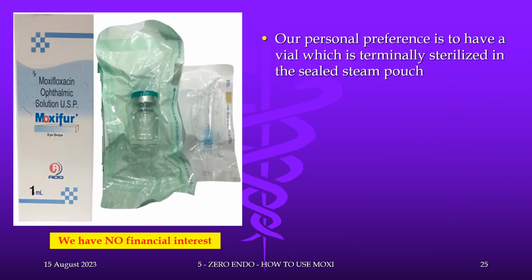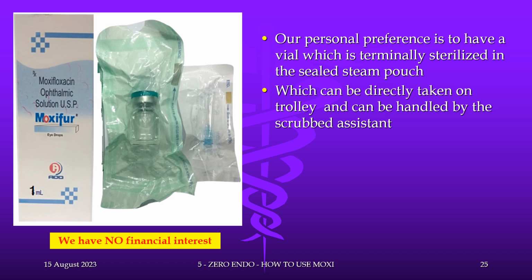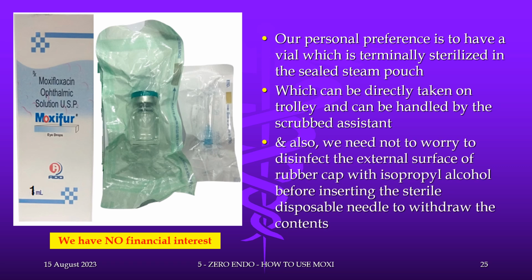Of course, our personal preference is to have a vial which is terminally sterilized in a sealed steam pouch, which can be directly taken on the trolley and can be handled by the scrubbed assistant. Also, we need not worry about disinfecting the external surface of the rubber cap with isopropyl alcohol before inserting the sterile disposable needle to withdraw the contents.